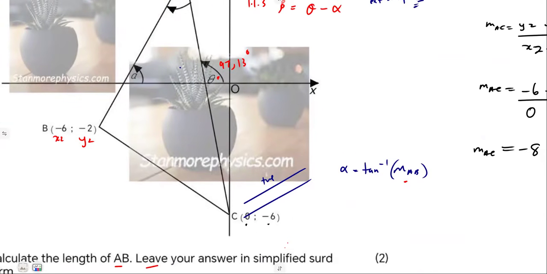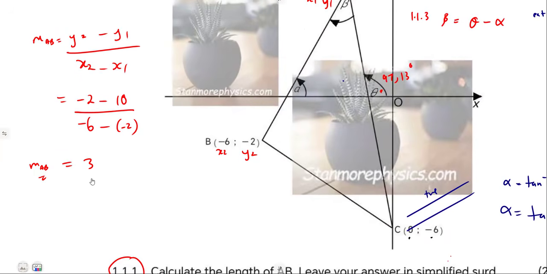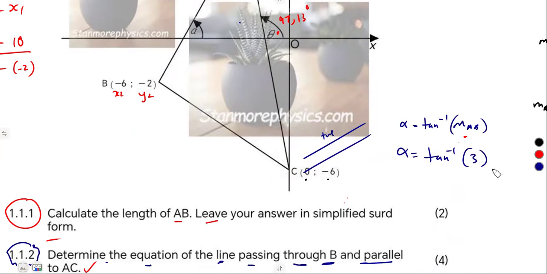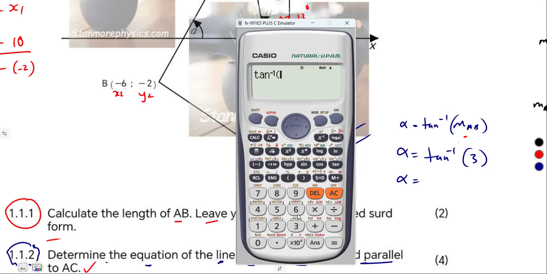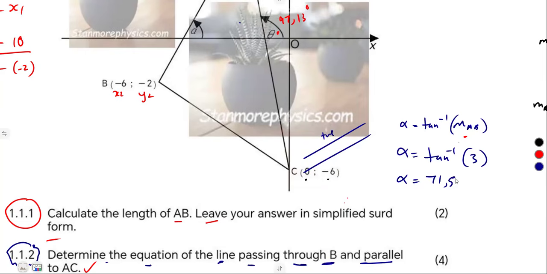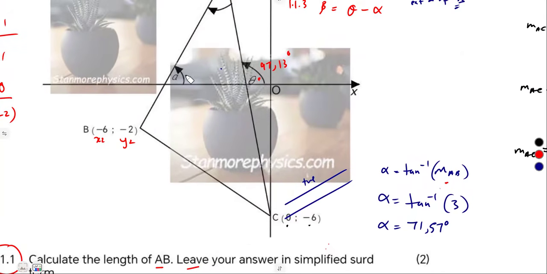Let us use it here to determine angle alpha. So that's arctan of the gradient of AB. Remember, we obtained 3. So that was it. And obtaining our answer to 2 decimal places, that was going to be 71.57. All right, 71.57 degrees. So that's our angle alpha here.